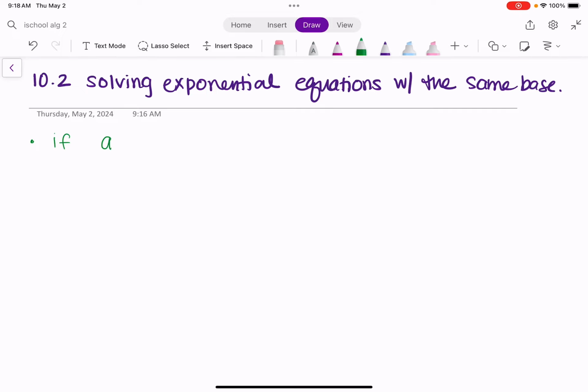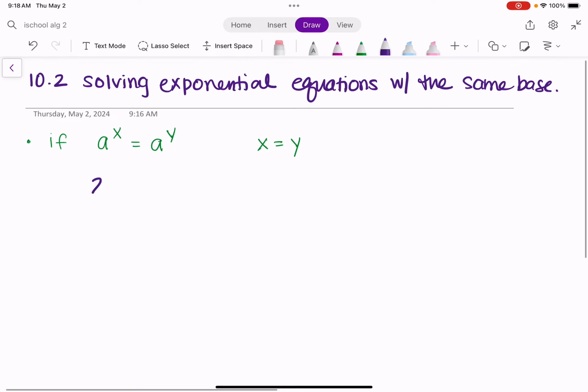If a to the x equals a to the y, so if we have two things with the same base and we have these exponents, that means the exponents have to equal each other. X equals y. And if you think about this in a problem, if we have 2 to the third equals 2 to the x, x has to be 3, because that's the only exponent that's going to make it equal.